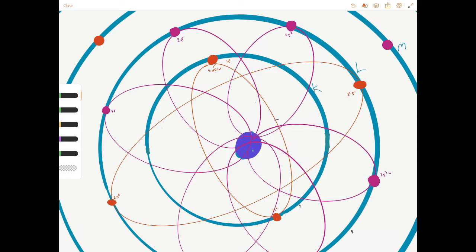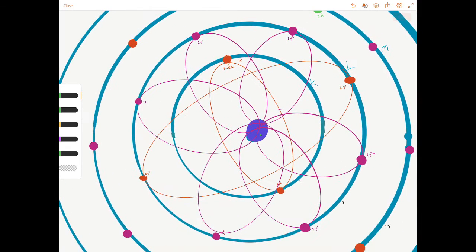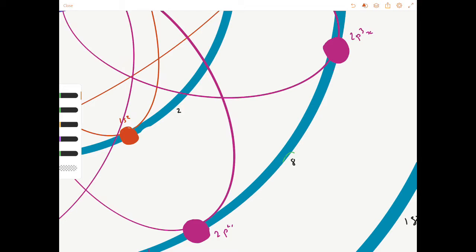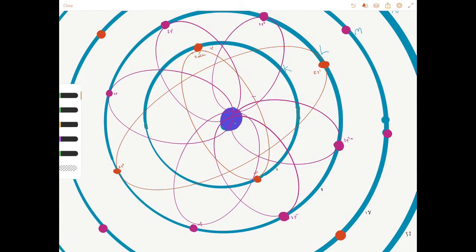Then on the L shell, which is out here, the second shell, we have a maximum of 8, which I've put here. Of those, we have 2 s electrons, one here and one here. And then after that, we have the 6 p ones, 1, 2, 3, doubled 6.